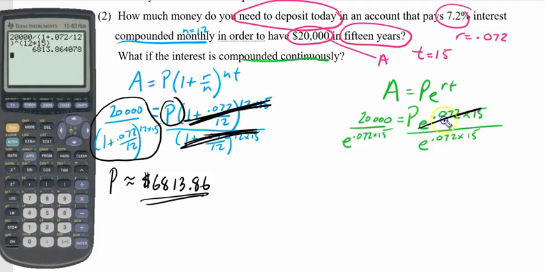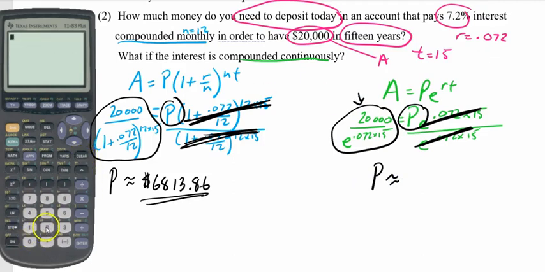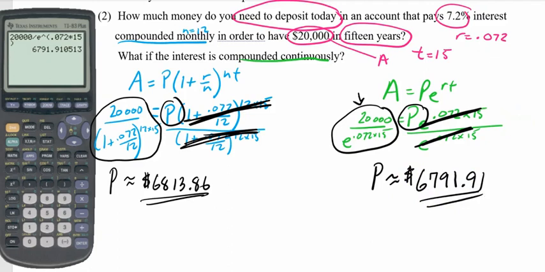So when I do that, these cancel, and I have my P left, and it's going to be equal to this. So I'm going to put this into my calculator. Let me clear this, and I'm going to have 20,000 divided by, then e to the power of, I'm going to press the second key and the ln key, which is next to the 4, e to the power of 0.072 times 15, and close parentheses. Okay. So if the interest is compounded continuously, the amount of money I'm going to need to come up with is $6,791.91.